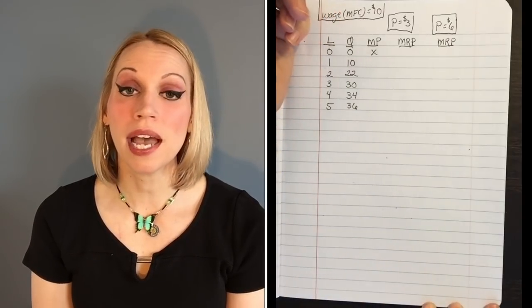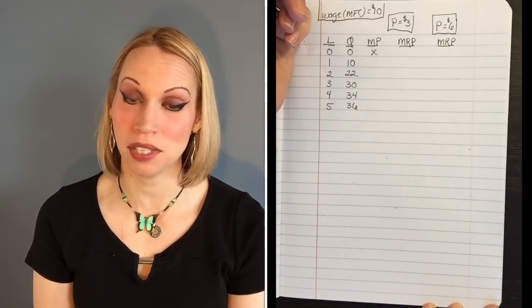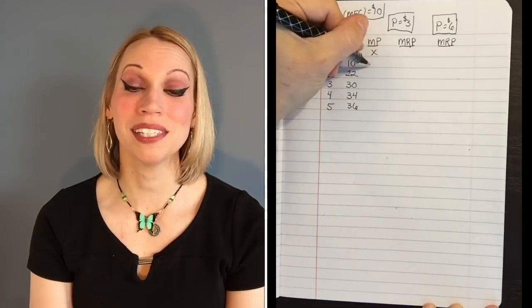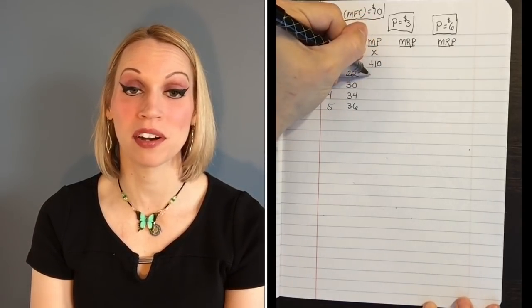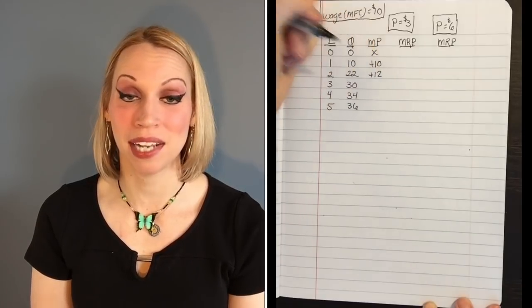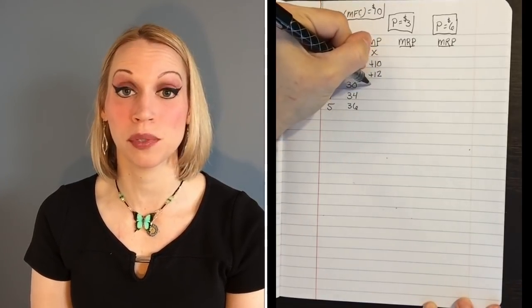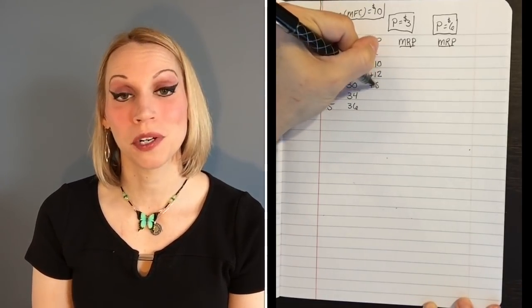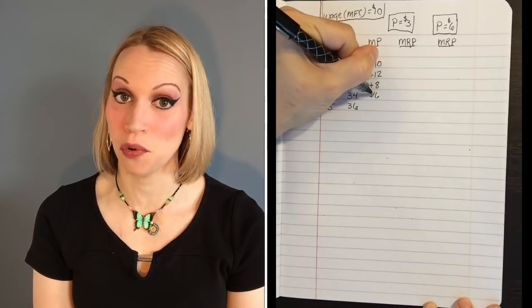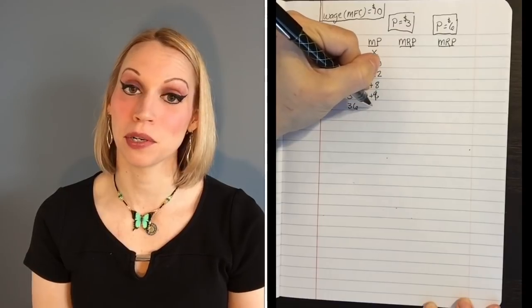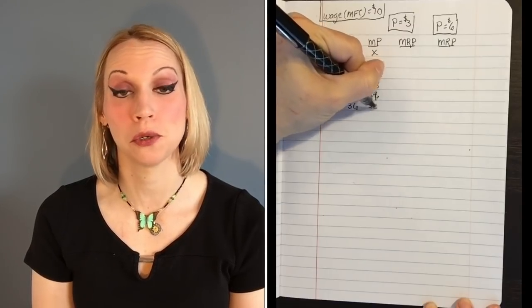And we also have our marginal productivity column, which tells us how much extra stuff each new worker produced. So if we look at our marginal productivity column in this chart, we can see that the first worker added an extra 10 bushels of strawberries. The second worker added an extra 12 bushels when they were hired. The third worker added an extra 8 bushels. The fourth worker added an extra 4 bushels. And the fifth worker only added an extra 2 bushels.